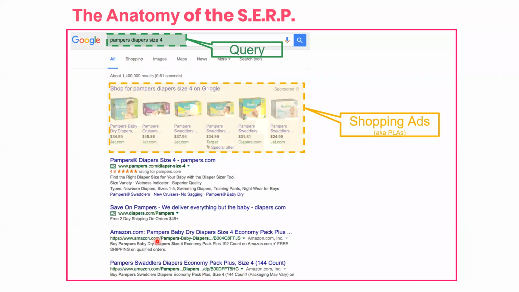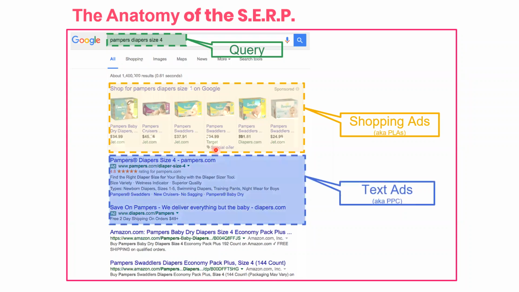Then we have what's called shopping ads. These are also called PLA, or product listing ads. These are really great for anybody who's in the e-commerce space because it's really the only way to get your picture, price, product, and promotion at the top of Google search. There is no organic way to show your products in this section of Google. Then we have the text ads. These are also referred to as pay-per-click, or PPC, because every time someone clicks one of these, you're going to pay a small fee. And you can see they're denoted with a little green ad icon there.